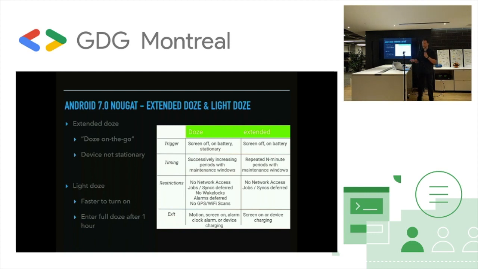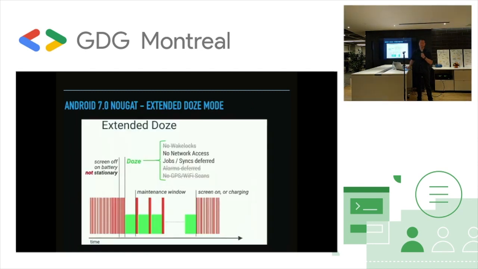With light doze, instead of being all on and all off, first the device will go into a light doze mode for a while, and then after a while, maybe about an hour or so, it kicks into the deep doze. This table shows the difference between the original doze and the extended, but I prefer to jump straight to the graph. It looks a lot better this way.